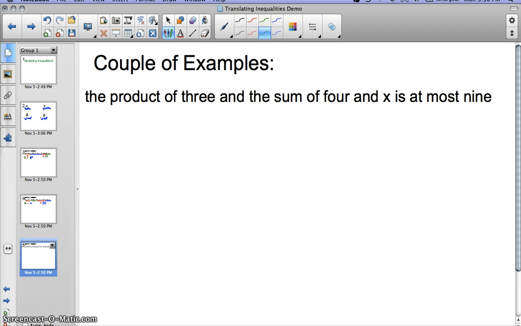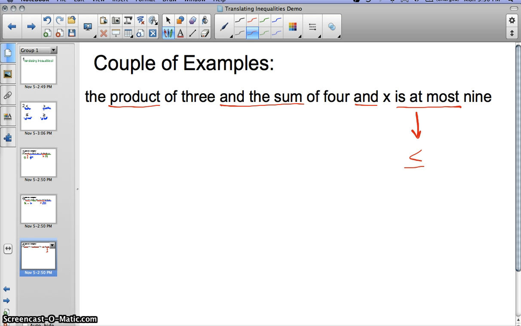Last one real quick. Remember, if you guys have any questions, please feel free to ask. Don't think that you're on your own with all this. So, we've got the product of 3 and the sum of 4 and x is at most 9. We got a lot of stuff going on in this one. At most, remember, is less than or equal to. We just got done talking about that one.